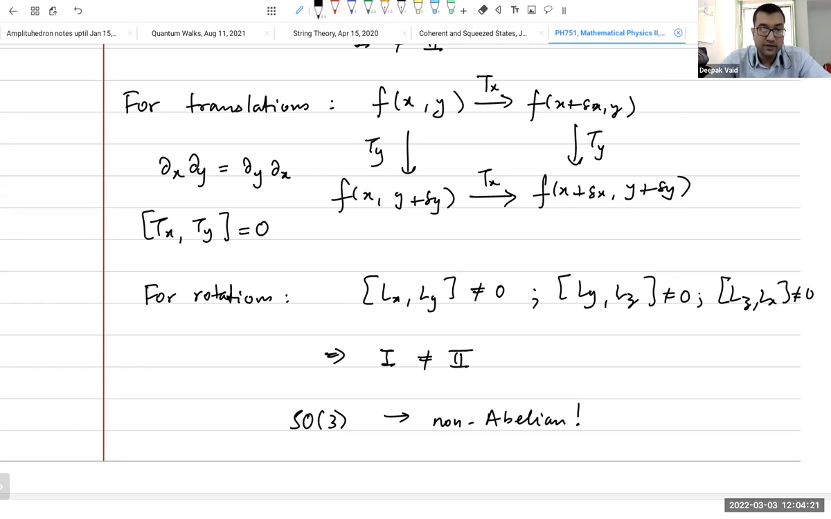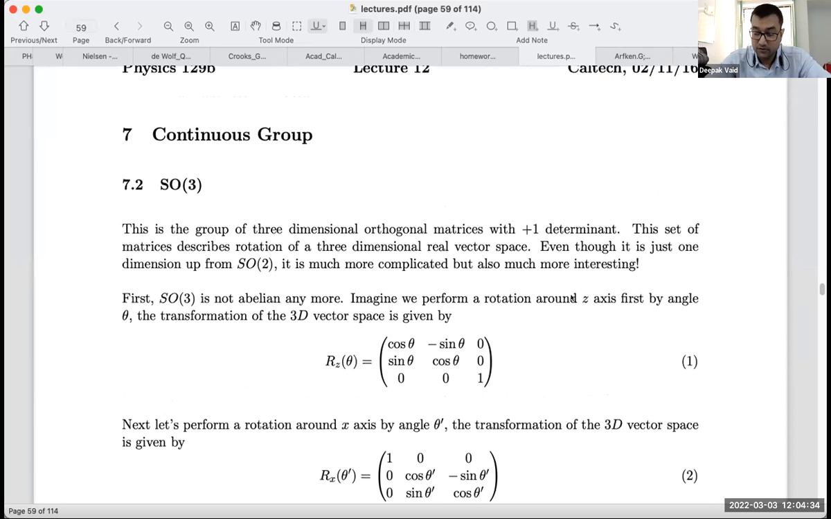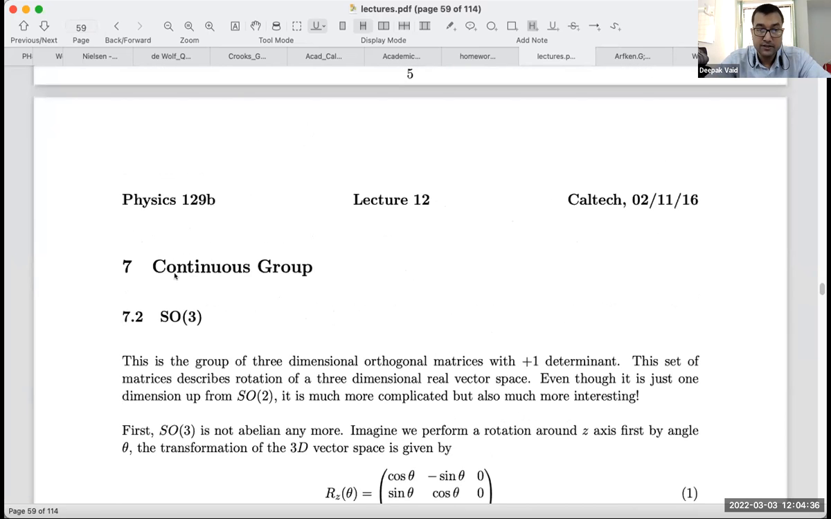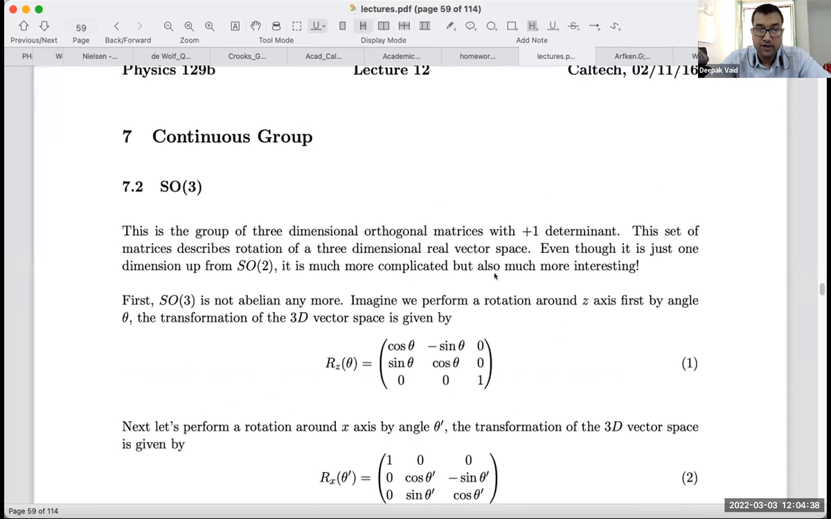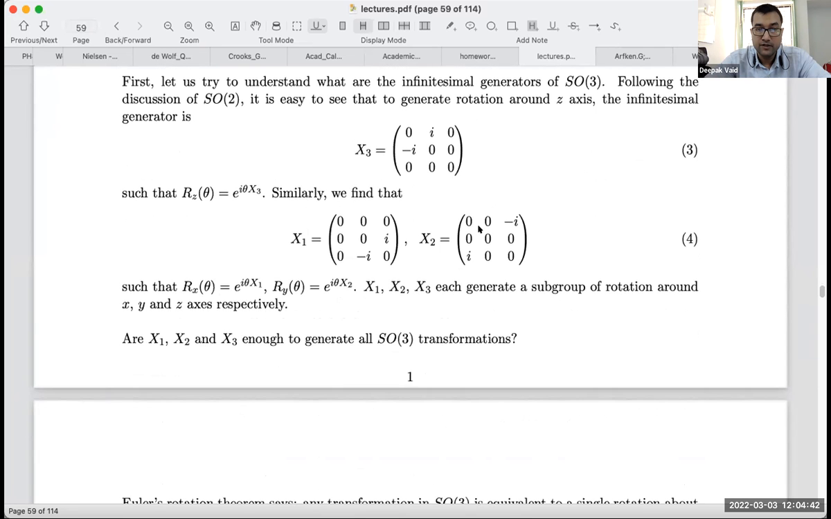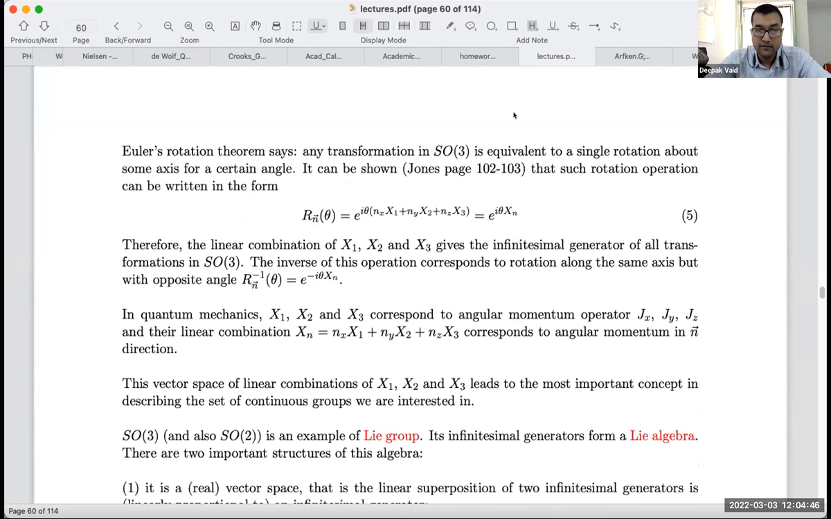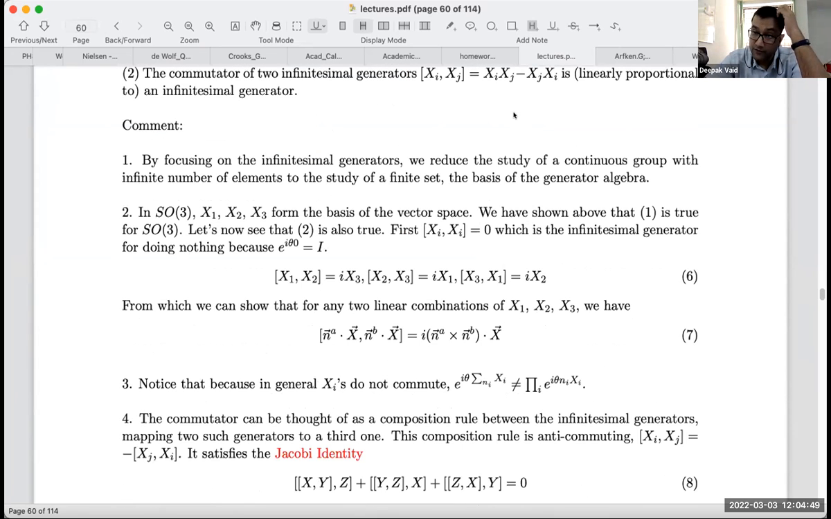But Xie Chen gives a very simple explanation, so that is what you might like to read instead. Let me just show you what her explanation looks like. So this is continuous groups, SO(3). This is all what I have explained to you. I have given you some more details, dotted a few more of my i's and crossed a few more of my t's.